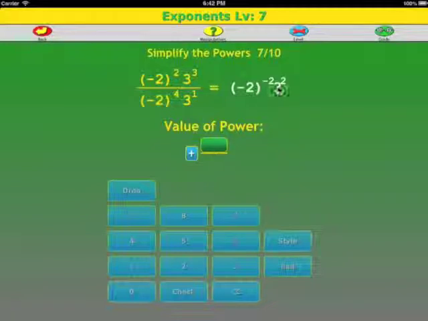For the numerator, we look to the positive exponents. That's 3 to the power of 2, so that's 9. For the denominator, we look for negative exponents. That's this one. So 2 to the power of 2 is 4.